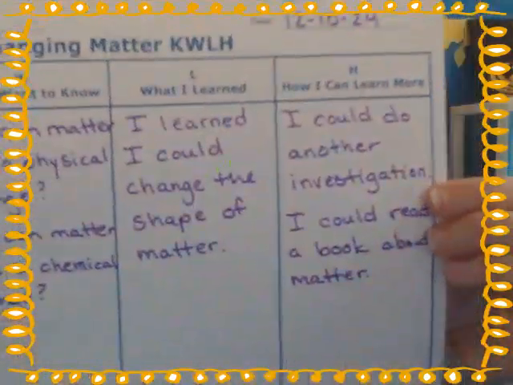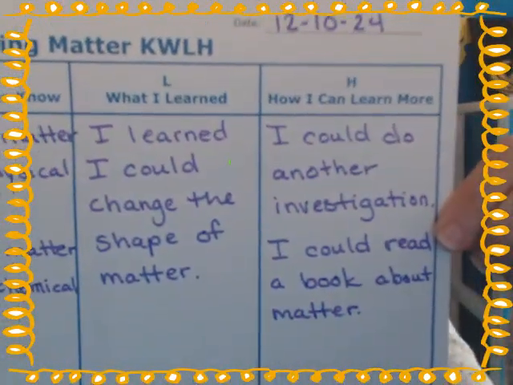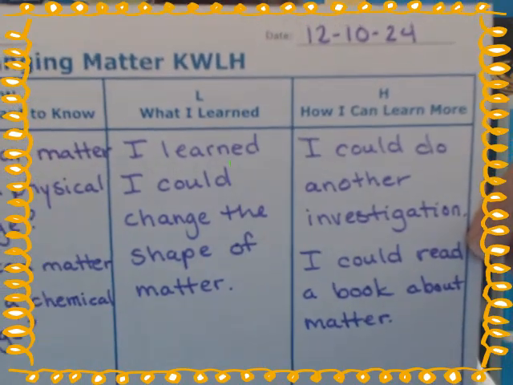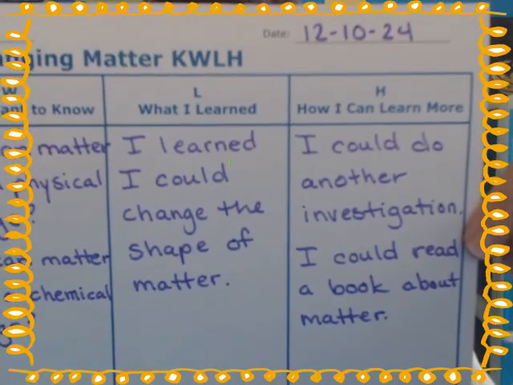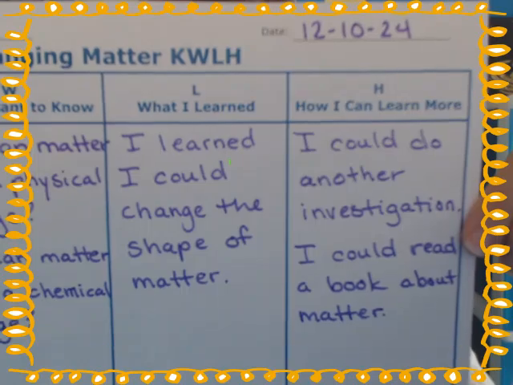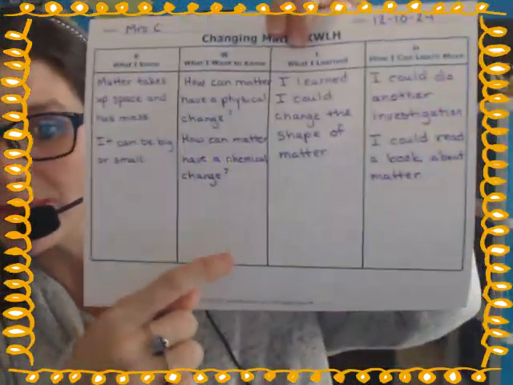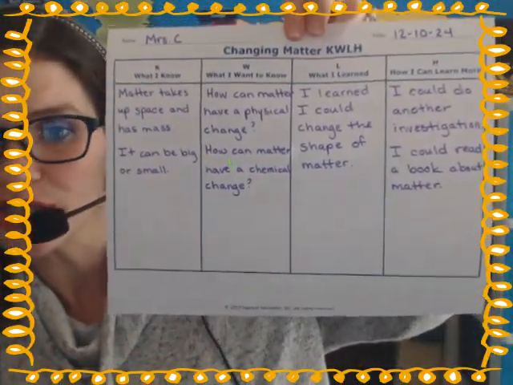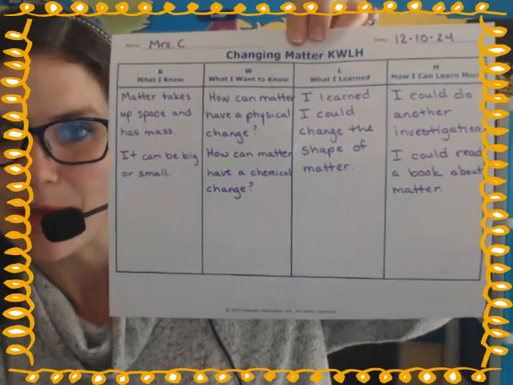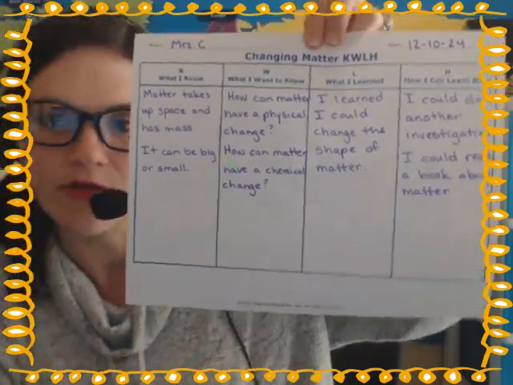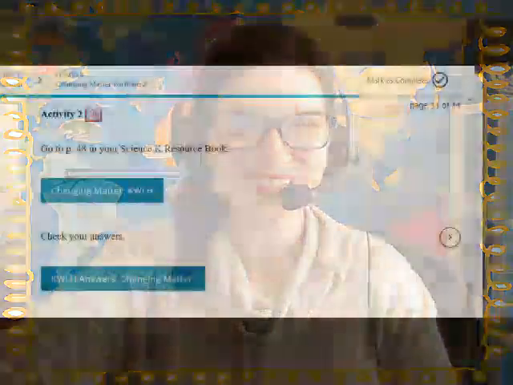So you don't actually have to have both of those sentences, or you don't have to have either one. You can write what you can do or how you can learn more. So I wrote, I could do another investigation, or I could read a book about matter. Your responses, your KWLH chart does not have to be exactly like mine. This is just what I wrote for how I could learn more and what I learned today. All right, let's go back to your lesson.